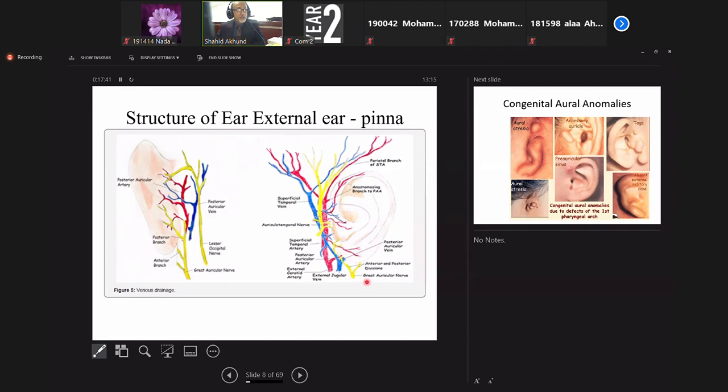Now, see the great auricular nerve, which is supplying part of the pinna, and also the auriculotemporal nerve, right? You see that auriculotemporal nerve, which is a branch from the mandibular division of the trigeminal nerve, is supplying the pinna from outside. Similarly, we have the lesser occipital nerve and great auricular nerve, which are supplying the posterior surface of the pinna.